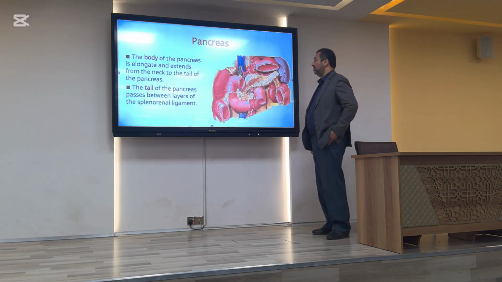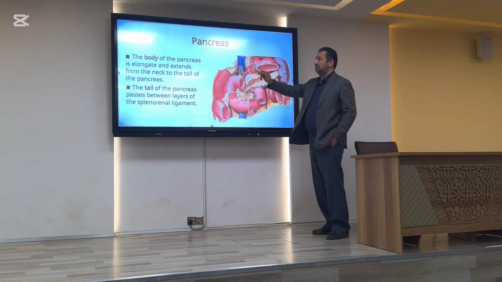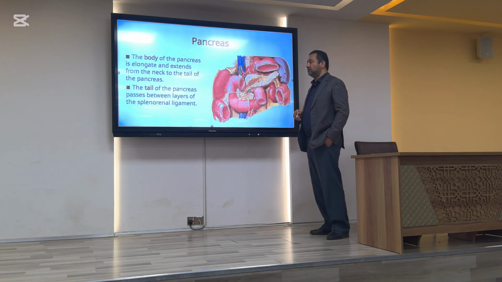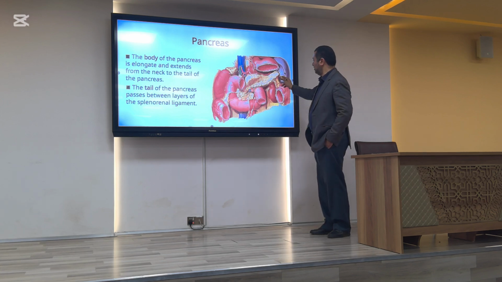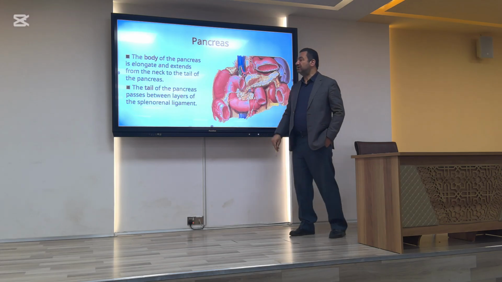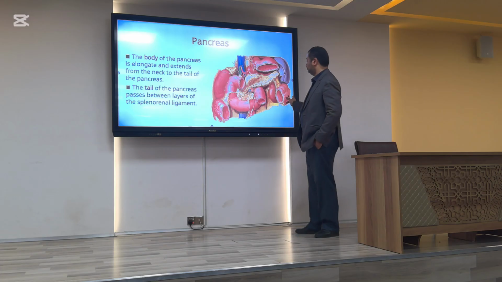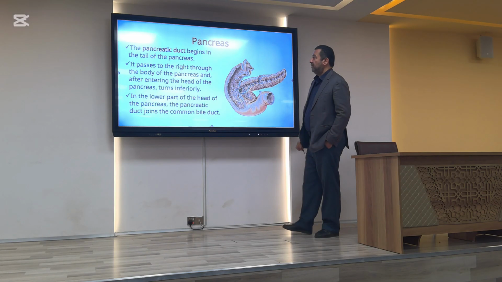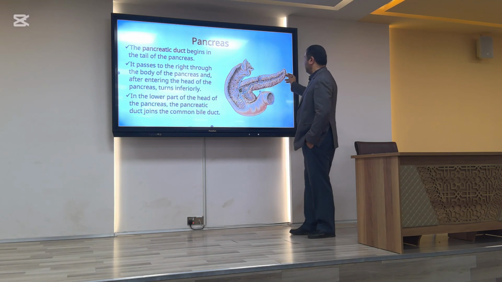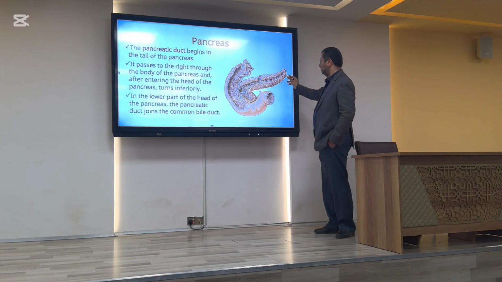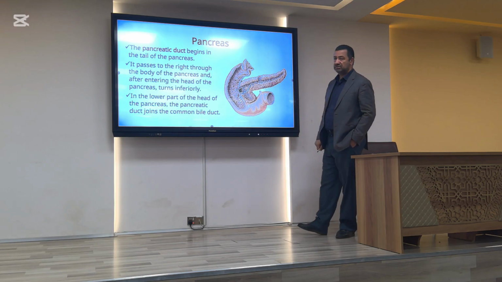the portal vein. The body of the pancreas is elongated and extends from the neck to the tail of the pancreas. The tail of the pancreas passes between the layers of the splenorenal or lienorenal ligament. Here is the pancreatic duct, which begins in the tail of the pancreas.